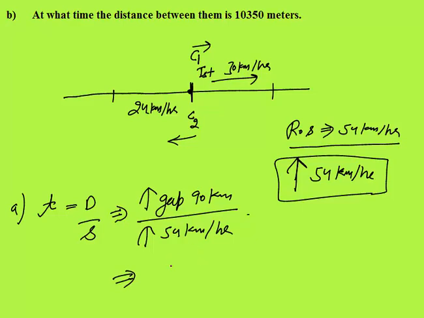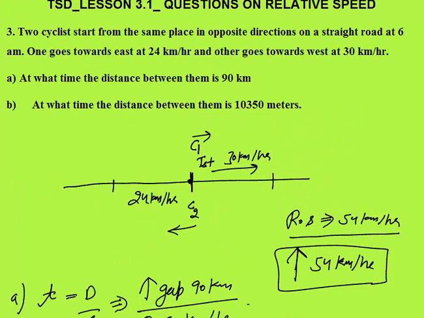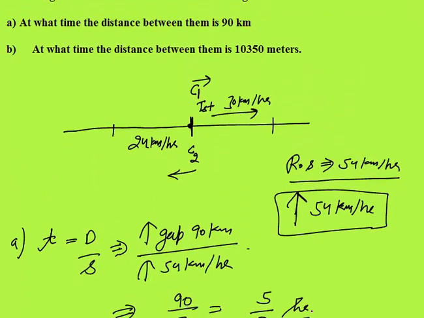You can simply solve that. Answer is 90 by 54, that is 5 by 3. 5 by 3 hours is the time at which the distance between them will be 90 km.